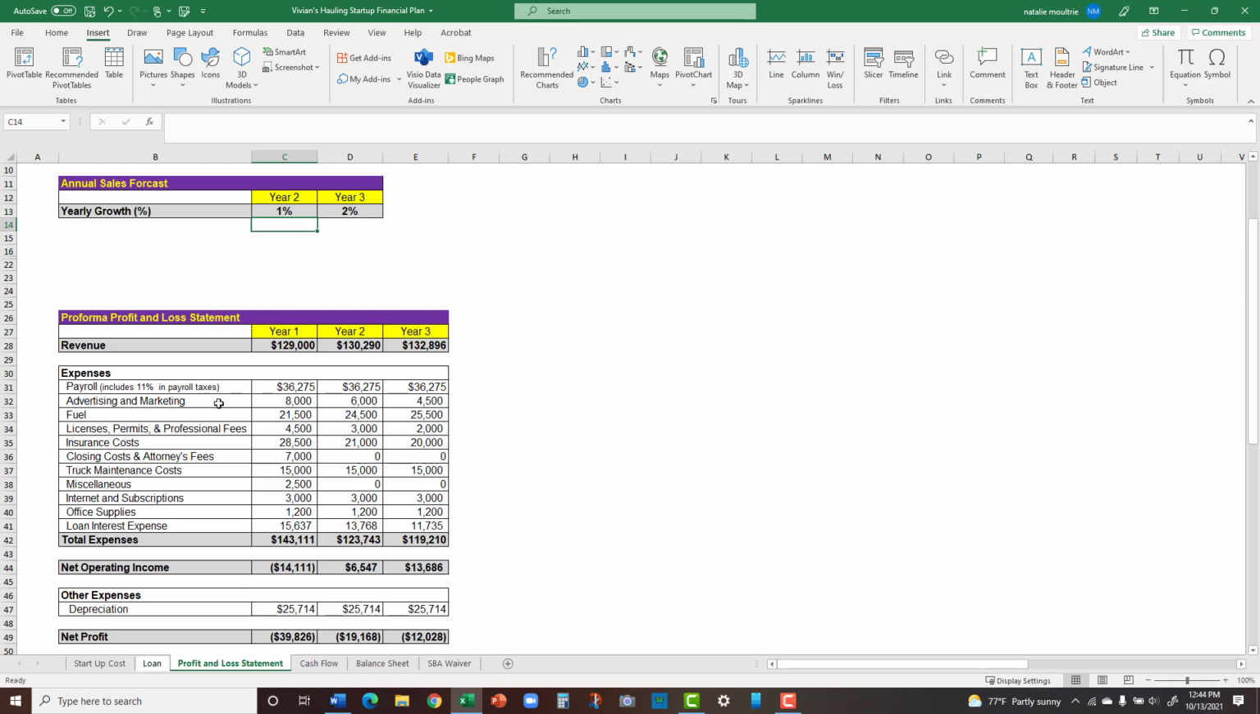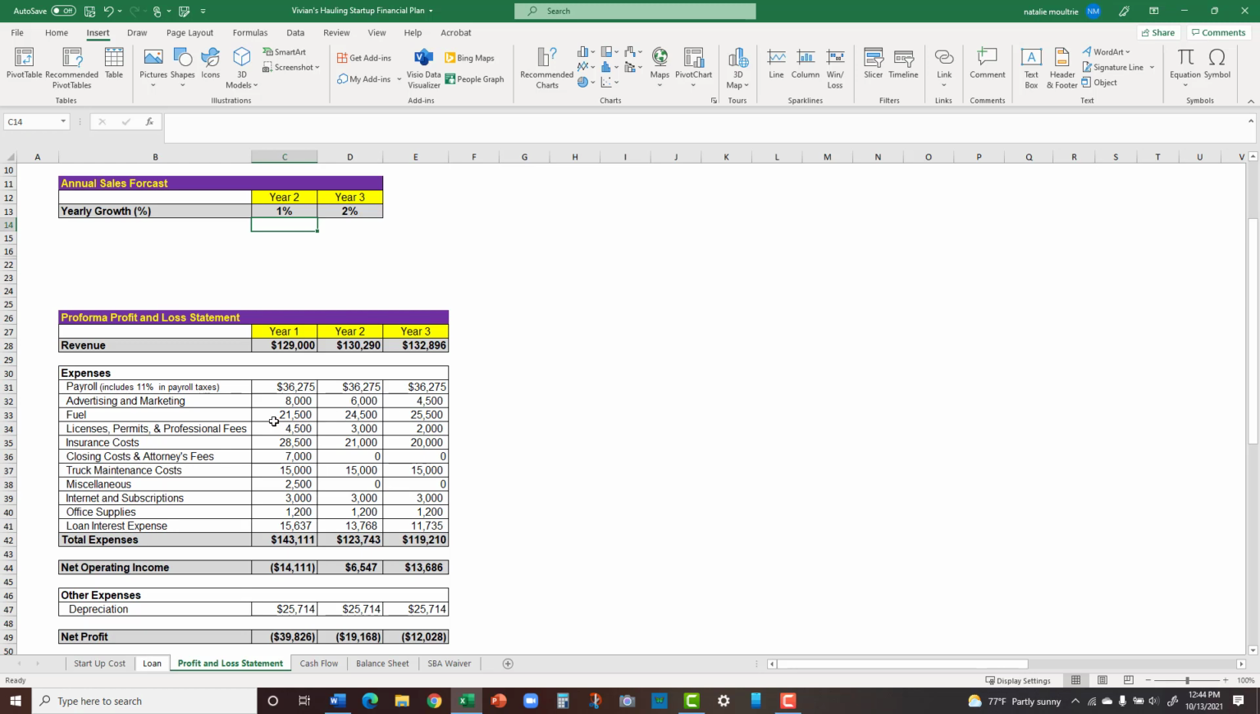All right, now as a startup business, you're going to have some advertising and marketing expenses. So we anticipate $8,000 because you're just getting started. So you're probably going to spend a lot of money on getting the word out about your business. And as you go along, you'll see that this number should decrease from one year to the next.